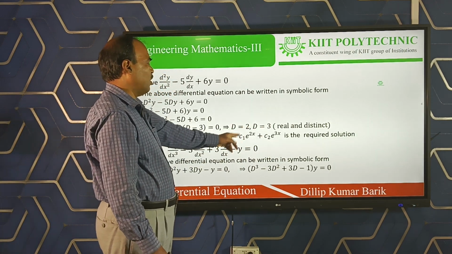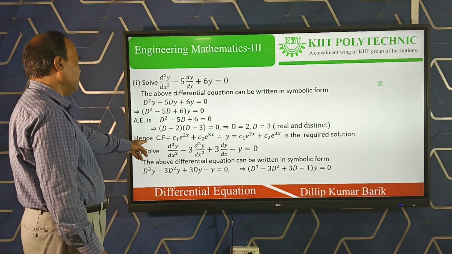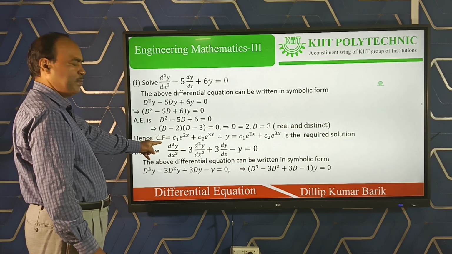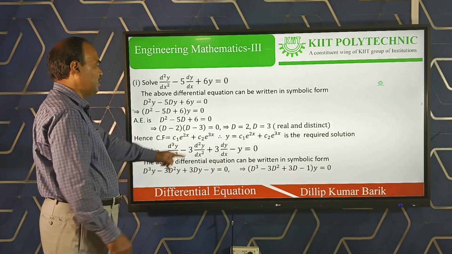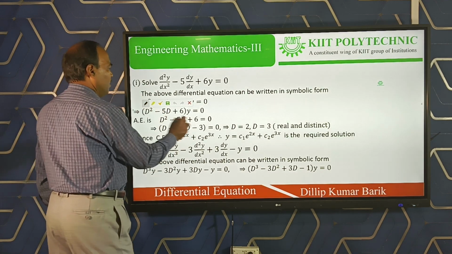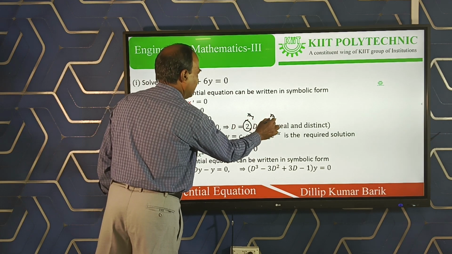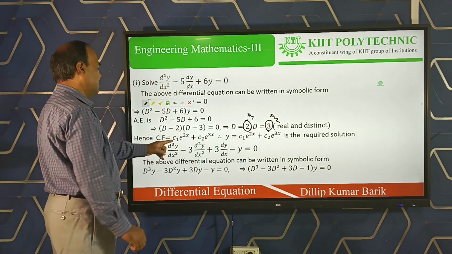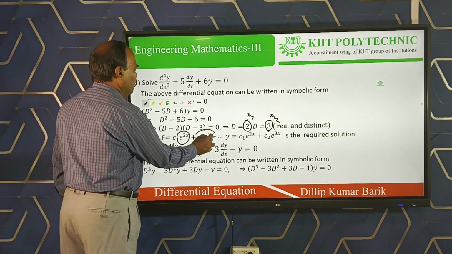And this one comes under case 1 in the previous slide, whose solution is, hence, the CF, complementary function, c1 e^(m1 x). Here 2 is m1 and 3 is m2. So c1 e^(2x), meaning m1 x, plus c2 e^(3x).